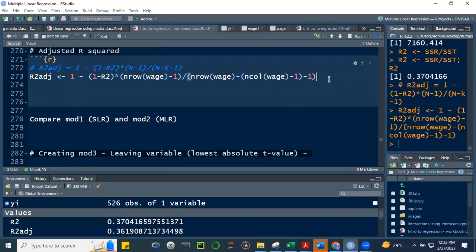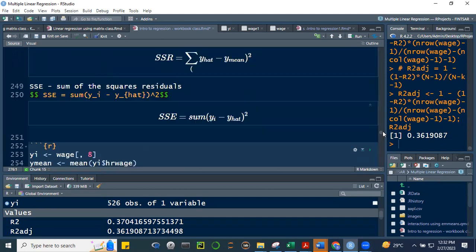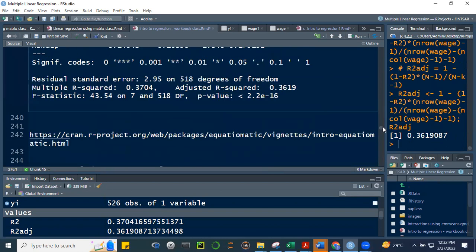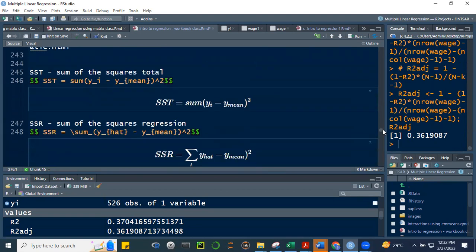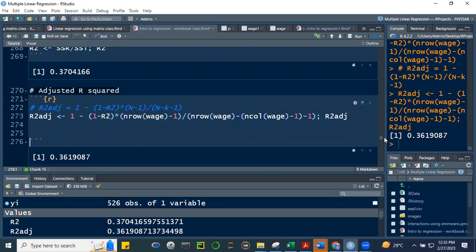Print natin R2 adjusted. 36.19. Tama ba? 36.19. Yun, plus. 36.19. Yan. All right. So we were able to show that indeed yung adjusted R squared natin is 36.19.